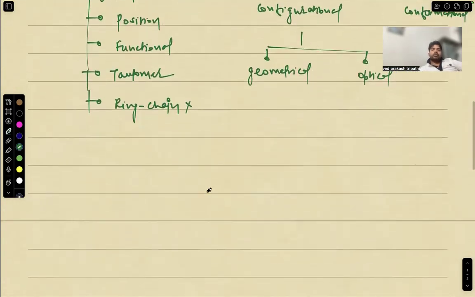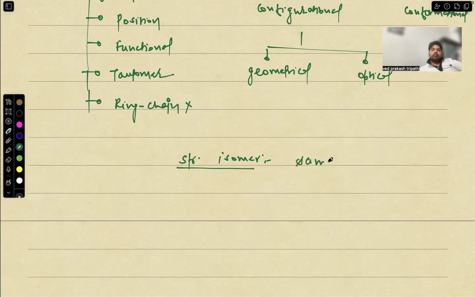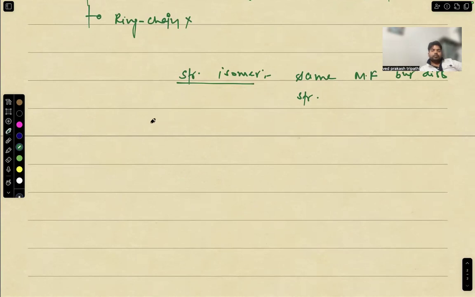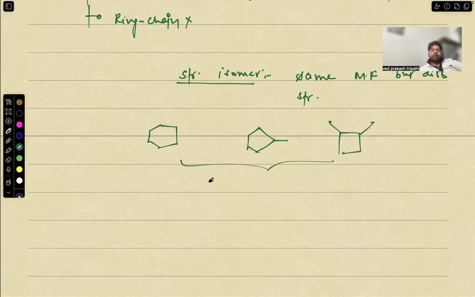Now we are going to discuss structural isomer. So structural isomer also has the same definition, we can say. Same molecular formula but different structure. For example, again, we can say the same thing. Suppose this one and this and this. If you calculate the molecular formula, it would be C6H12. You know, every carbon has two hydrogens here. So this is C6H12.